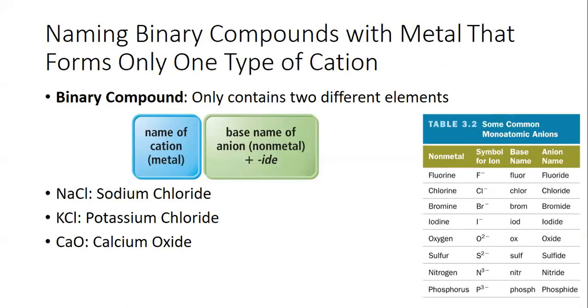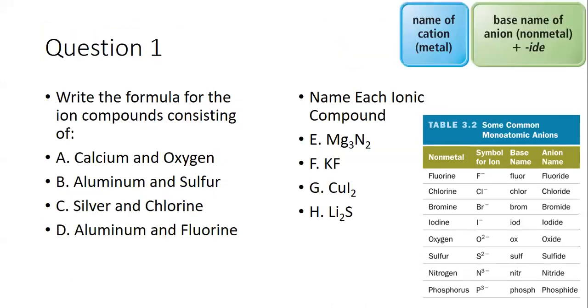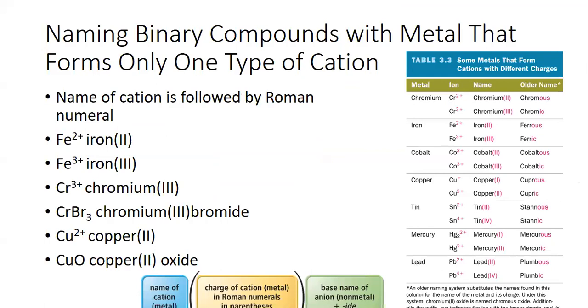If it's a metal with only one charge, you just name the metal and the nonmetal, and add -ide to it. If it can form more than one type of ion, that's when we need our Roman numerals, so I, II, III, etc.